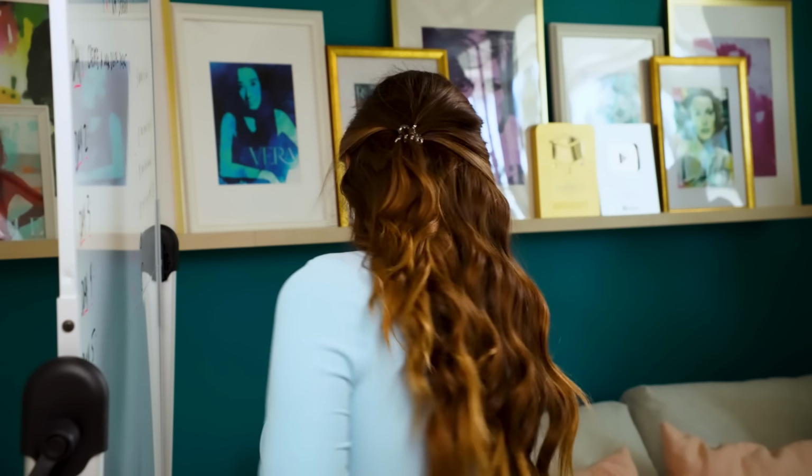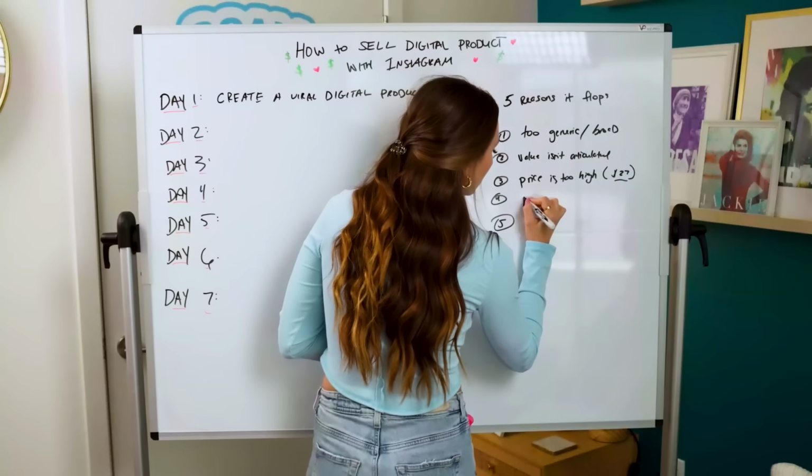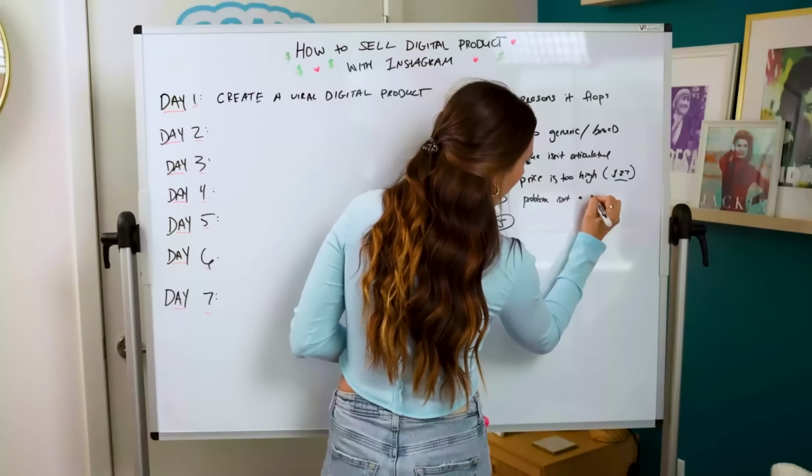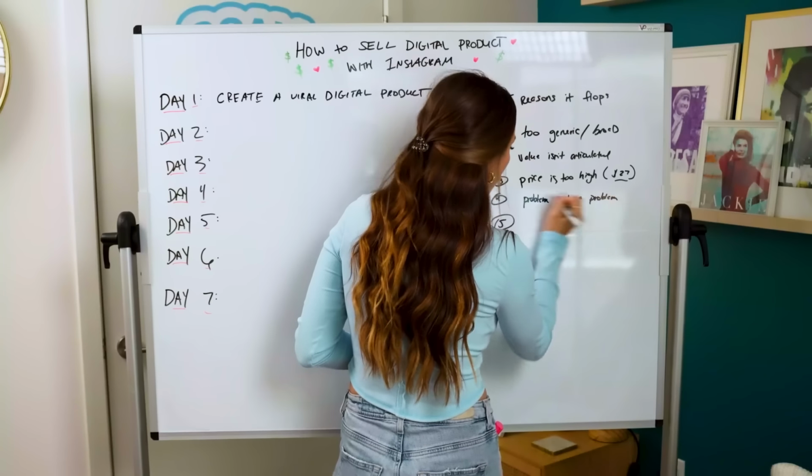If something isn't selling for $27, it's not a pricing issue. It's probably one of the other things. So you can eliminate pricing as a variable if you charge $27 for it. Okay. Number 4, problem. Is it a problem? And I'll explain what I mean by that.